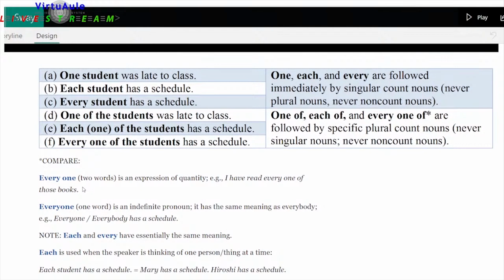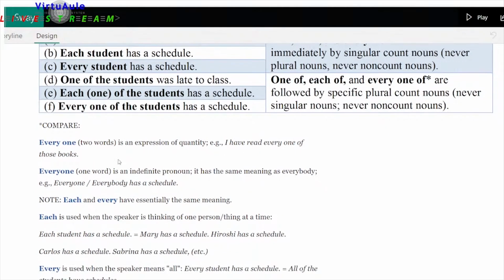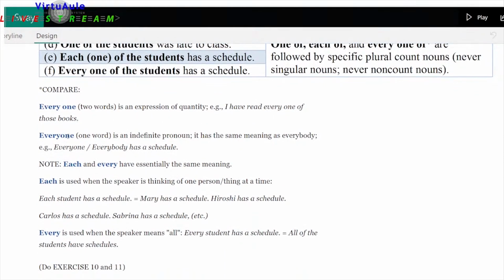Compare. Every one, two words, is an expression of quantity. I have read every one of those books. That means every singular book. Everyone, one word, is an indefinite pronoun. It has the same meaning as everybody. Everyone, everybody has a schedule.